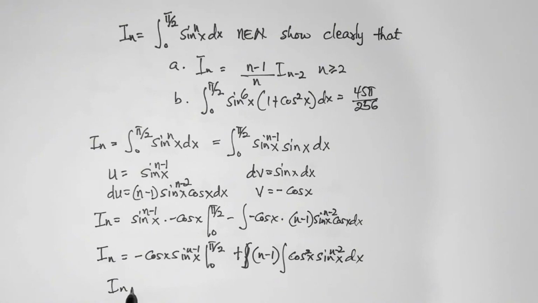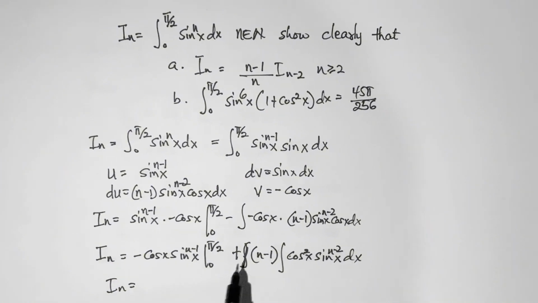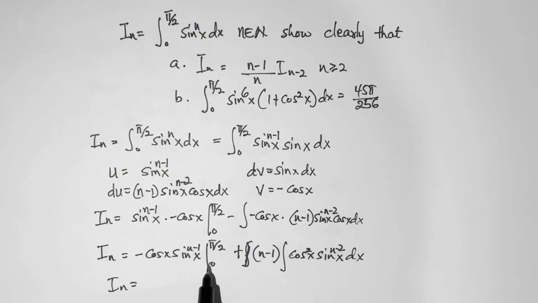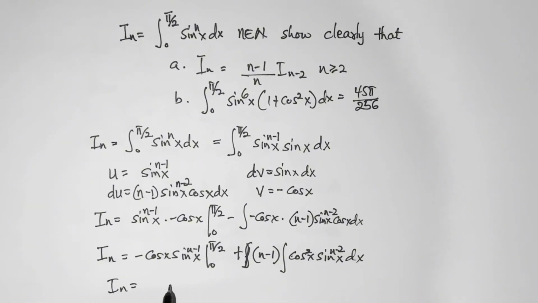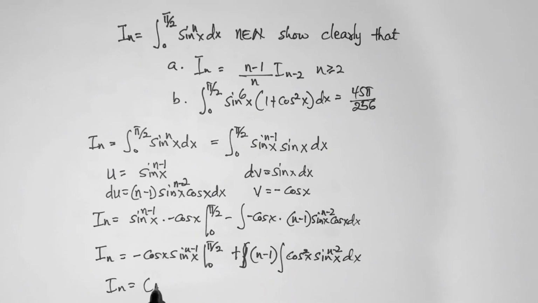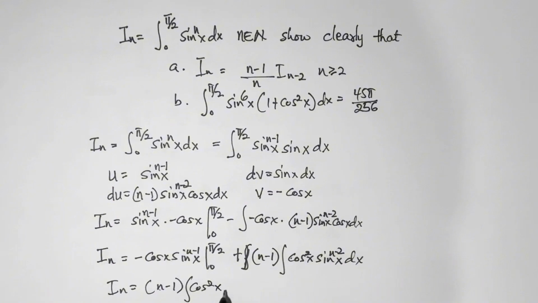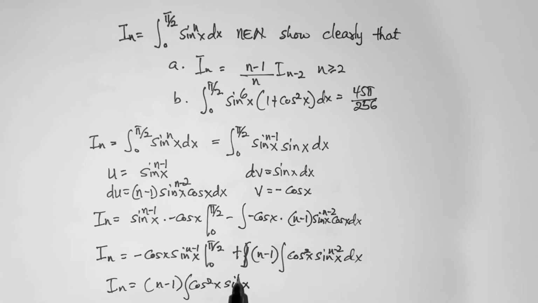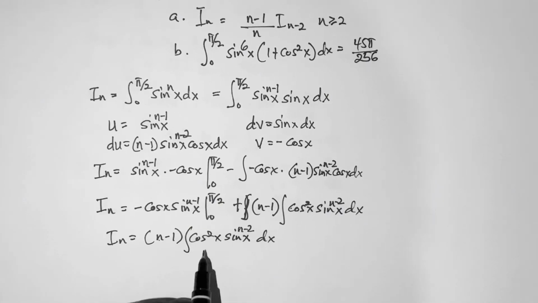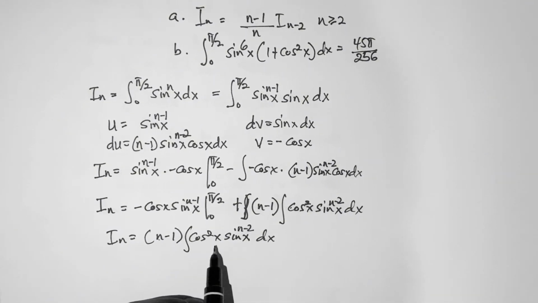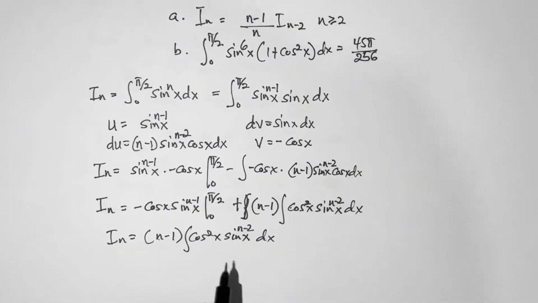So I of n is equal to, if we put in pi on 2, cos pi on 2 is 0. So now if you put in 0, sine 0 is 0. So all of this part goes to 0. So I of n is only left with, into bracket n minus 1, the integral of cos squared x, then sine x exponent n minus 2 dx. The next thing is that we know from trig identities that cos squared x is equal to 1 minus sine squared x. So let's replace cos squared x with that and continue.